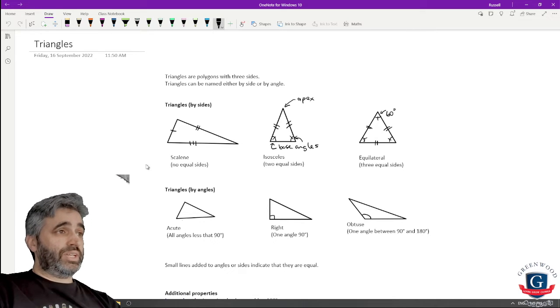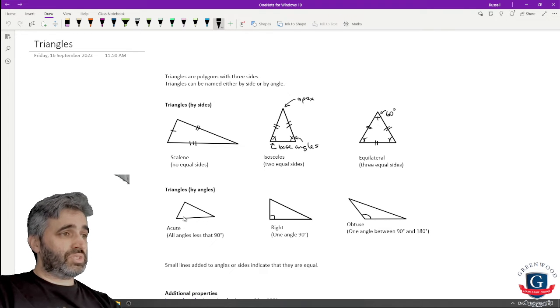So that's one way to name a triangle, by its sides. We could also name a triangle by its angles. So if all the angles are less than 90 degrees, we call it acute. If one of the angles is exactly 90 degrees, we call it a right triangle. And if one of the angles is bigger than 90 degrees, we call it an obtuse triangle, because it has an obtuse angle.